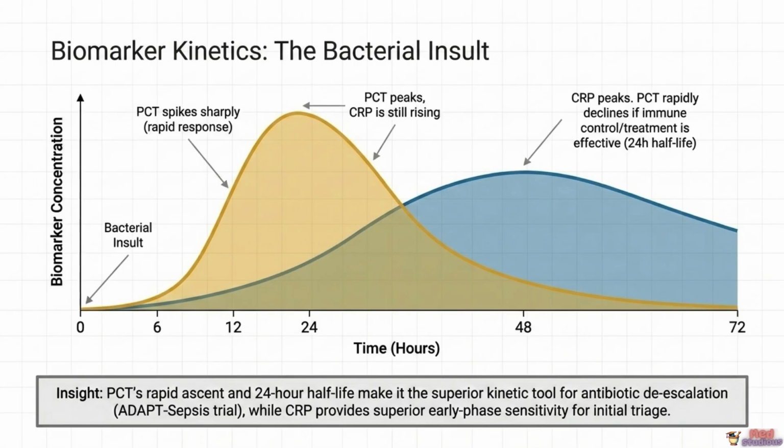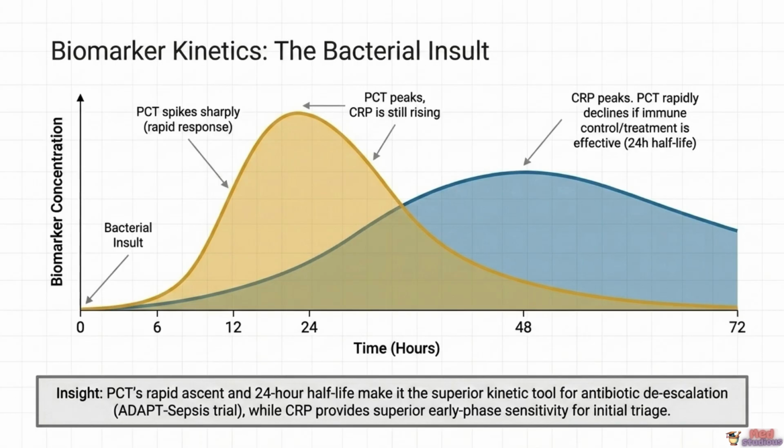When bacteria trigger systemic infection, procalcitonin, or PCT, spikes sharply within 6 hours, driven by cytokine-mediated upregulation of the calc1 gene in virtually all parenchymal cells throughout the body. PCT peaks at approximately 18 to 24 hours. Meanwhile, CRP is rising slowly during this same period because it is synthesized exclusively by hepatocytes in response to interleukin-6, a later-phase cytokine signal. CRP peaks at around 48 hours.